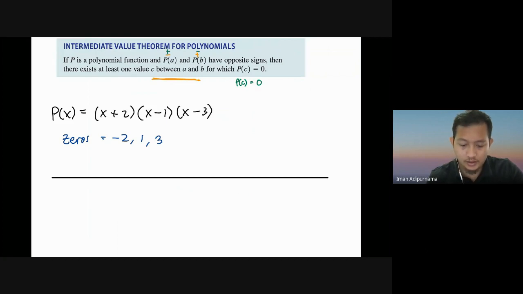Okay. Now we can mark this as -1, -2, and then this is 1, and this will be 3.